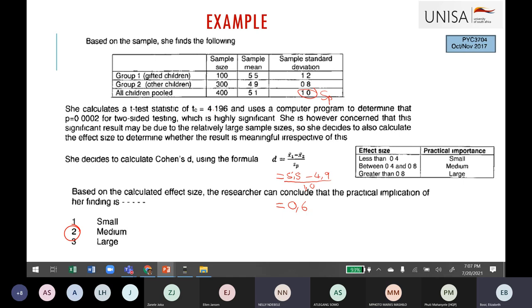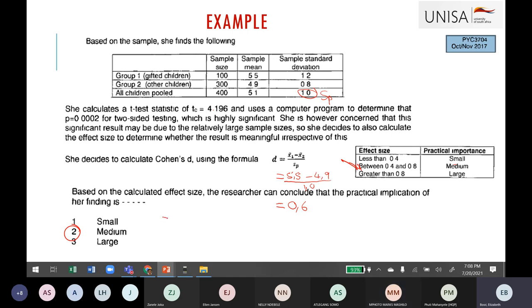Sorry, ma'am. I got 0.6, yes, I got the answer, but I don't understand how it's medium, small, or large. I think I missed that one. Between 0.4 and 0.8, it's medium. Oh, okay, I now see the table. You take this value and you look at the effect size. Thank you so much.